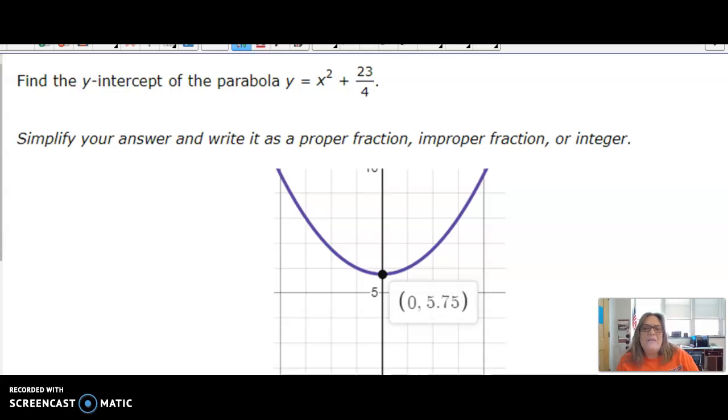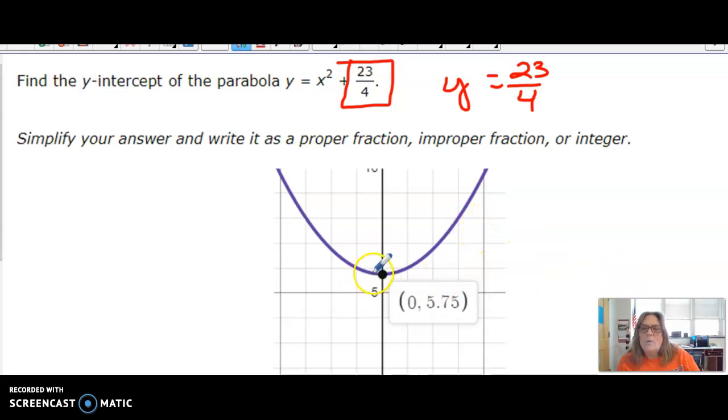If I need to find the y-intercept of the parabola, well, remember all the way back in the very first one where I said the c value is your y-intercept? This is my c value because it doesn't have an x with it. It's the constant, so that's my c value. So y is equal to 23/4 would be my y-intercept, okay?